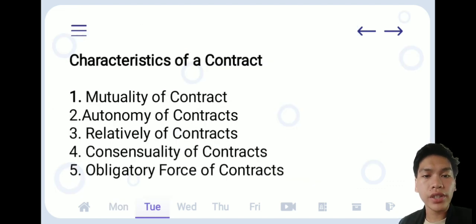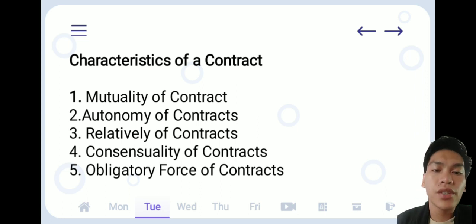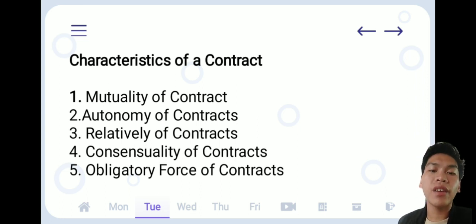So mutuality of contracts, this refers to the principle that for a contract to be valid, both parties must agree to the same terms and conditions. So in a contract, there will be terms and conditions or responsibilities to do for both parties. So in other words, there must be a meeting of the minds between the two parties involved.